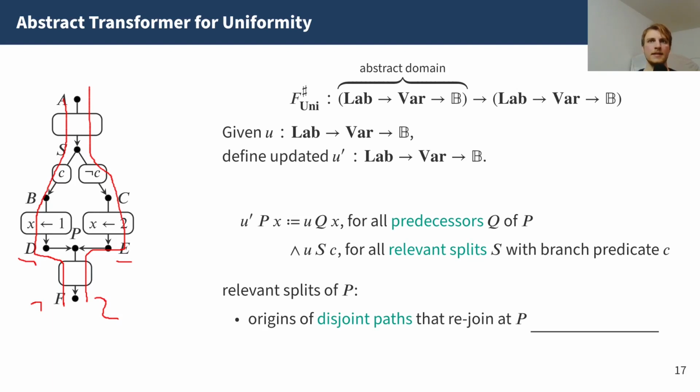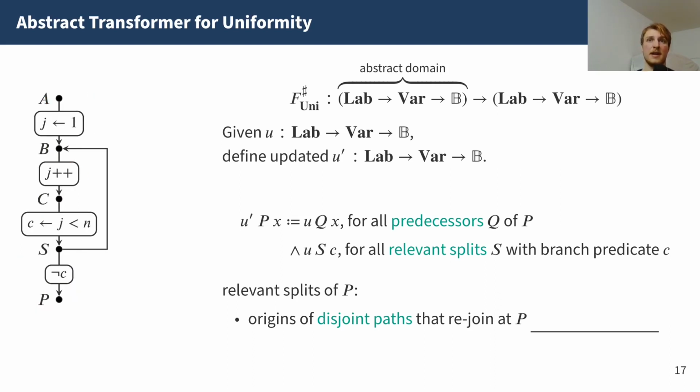We call S a relevant split point for P because branching at S may introduce varying variables at P. In general, we say the relevant splits for some program point P are the origins of possible disjoint paths that rejoin at P. If the branching predicate of all these splits are uniform, all traces go the same path, and thus there are no varying variables introduced.